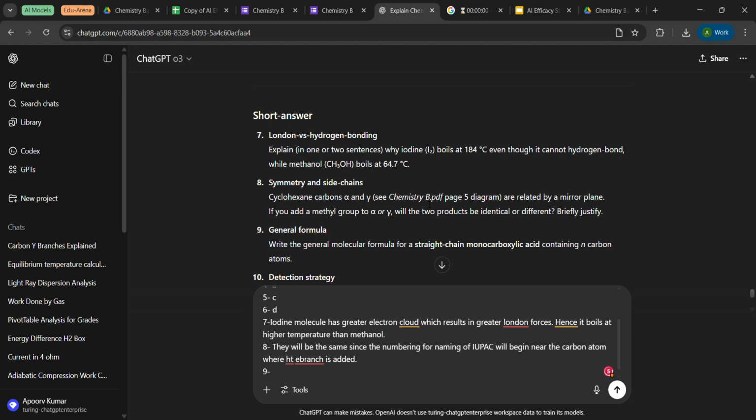Number 9. Write the general molecular formula for a straight chain molecule of the monocarboxylic acid containing n carbon atoms. Okay, so C n C O O H. Can I just write it as R?